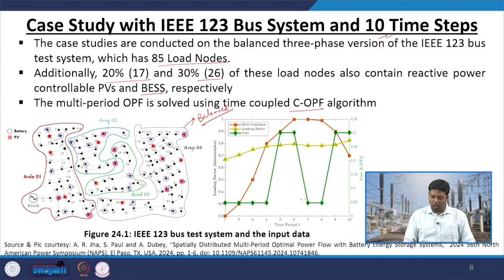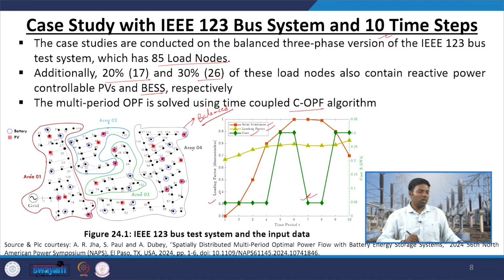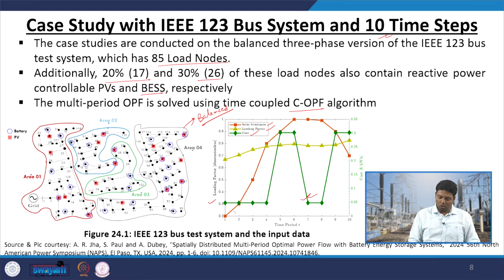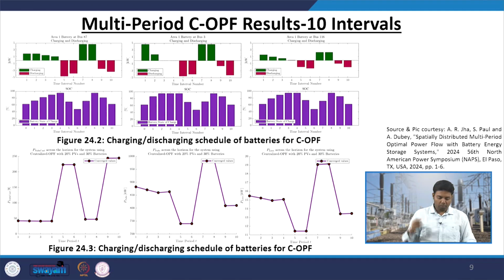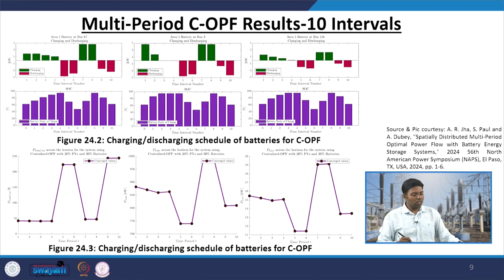This is your input data corresponding to solar irradiance, loading and cost. This loading factor shows the multiplication factor with the base load. So, we have varied our load from 0.2 per unit to 1 per unit. Okay. So, this is the solution we are getting.